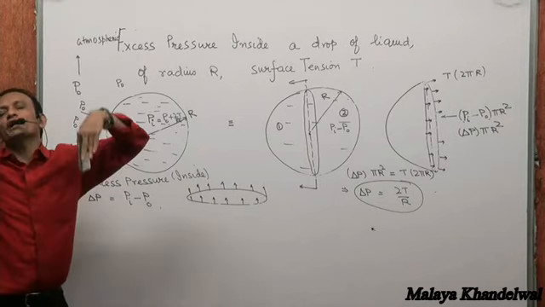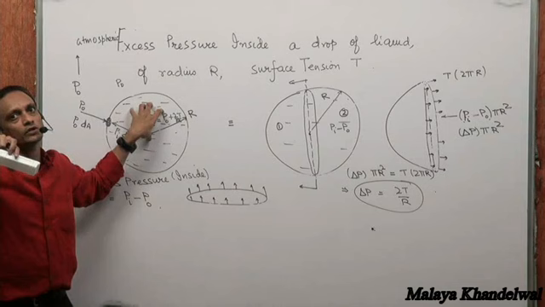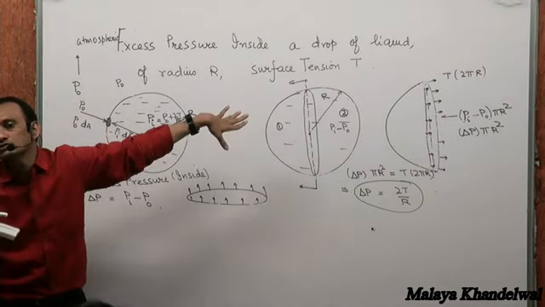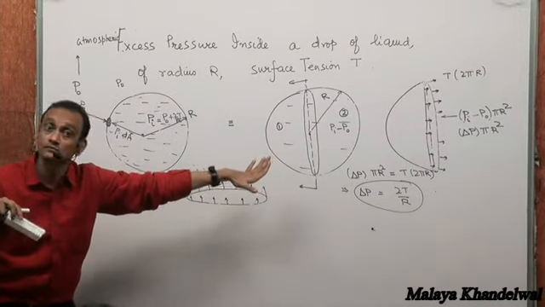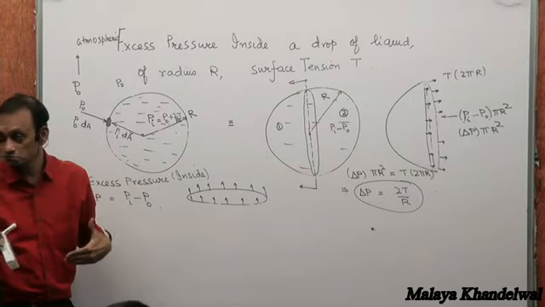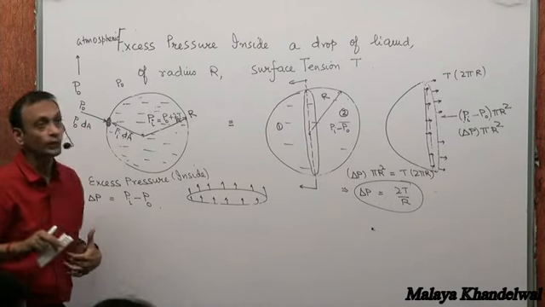In general, the pressure on the concave side will be higher than the pressure on the convex side by an amount 2T by R, right? Yes or no?